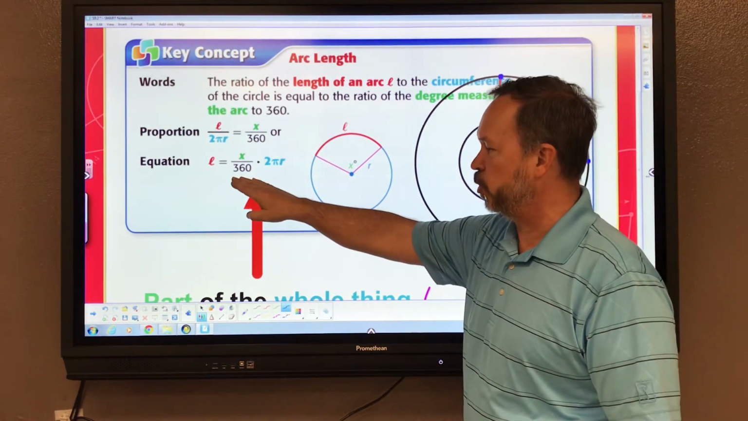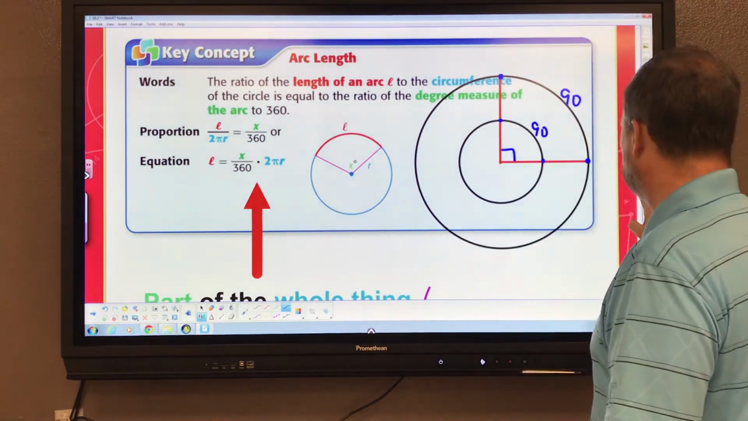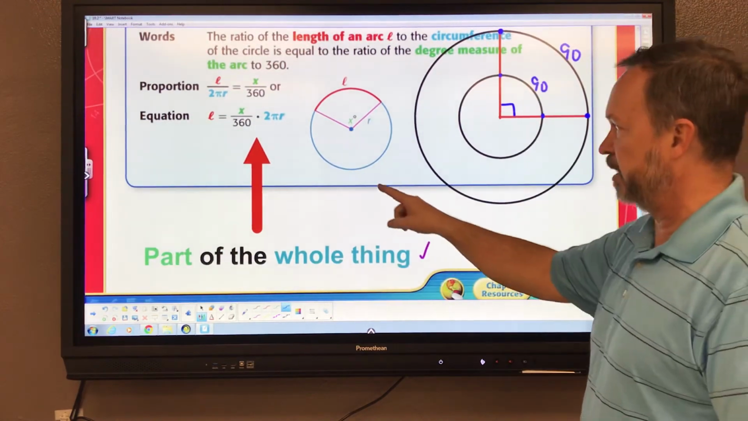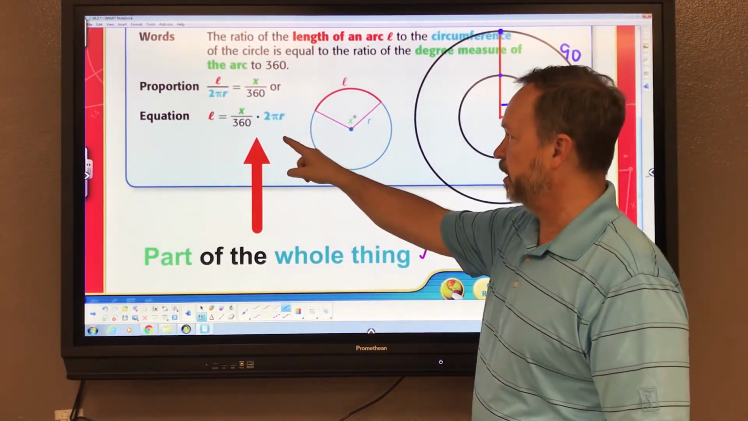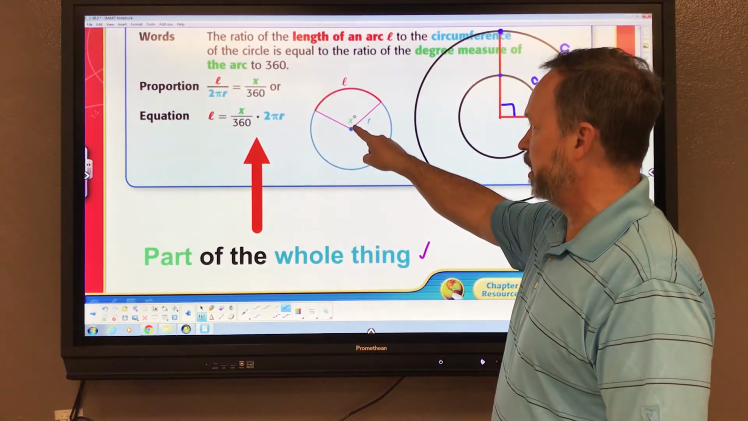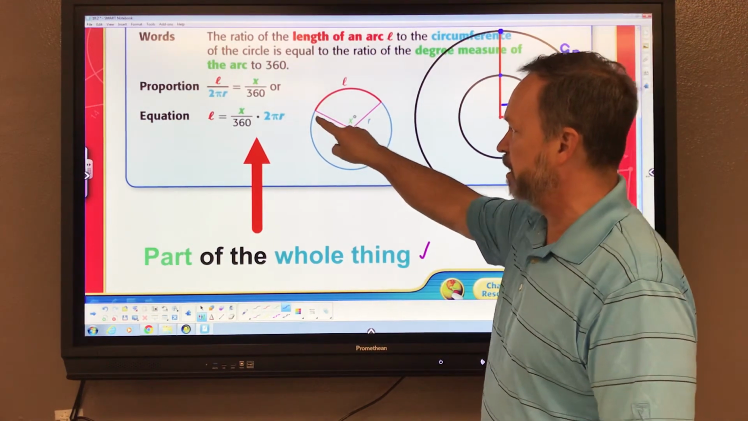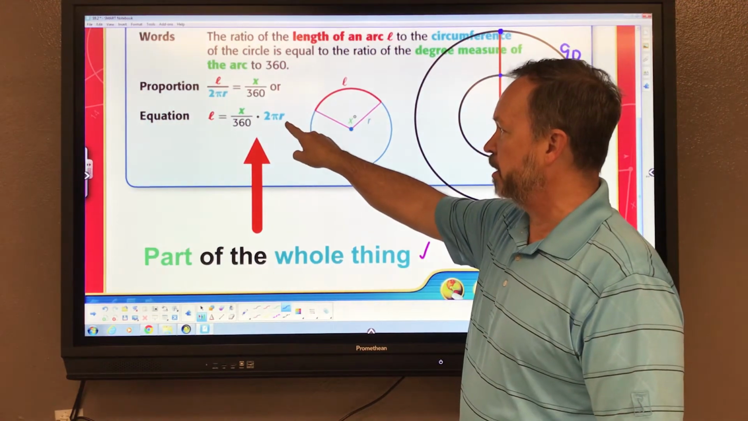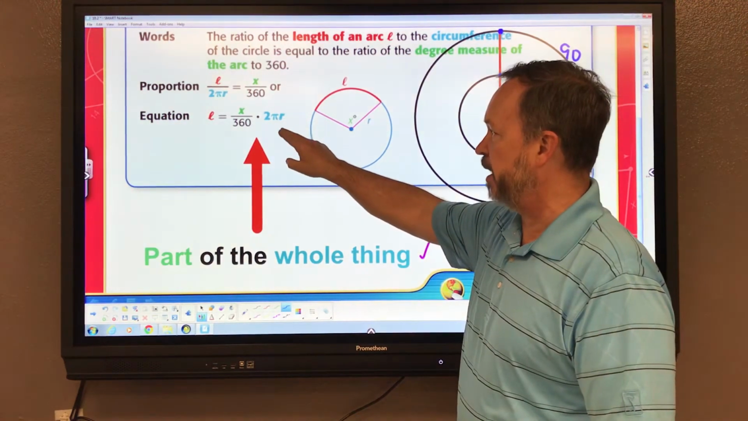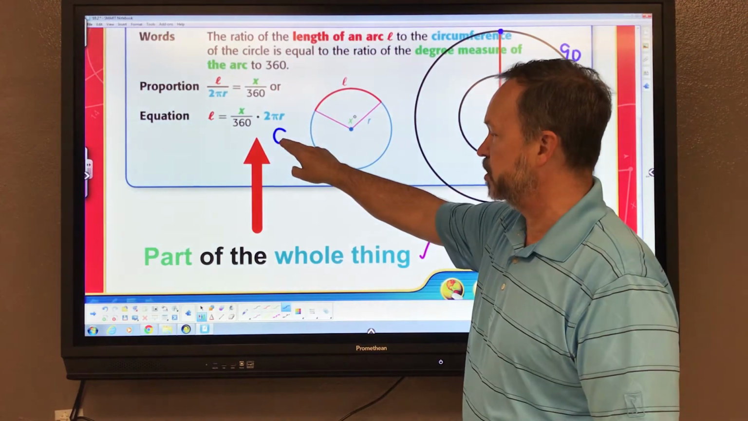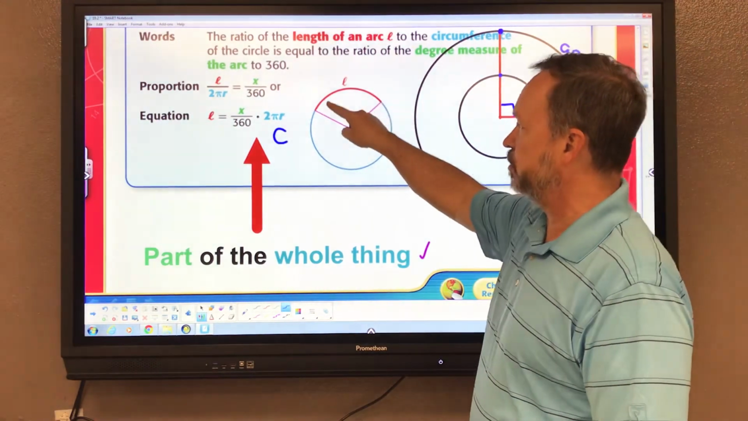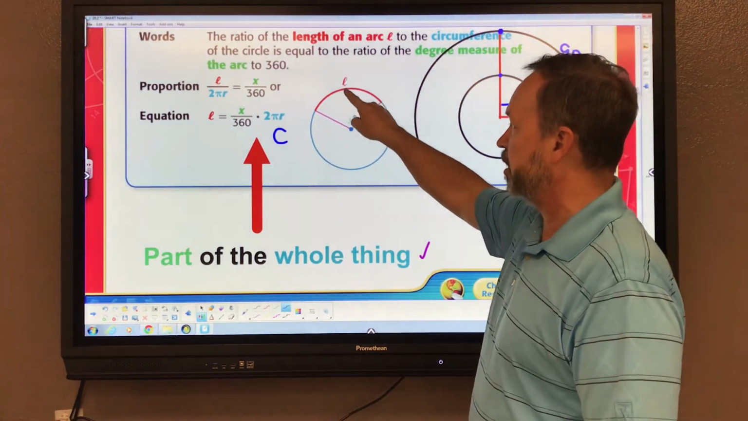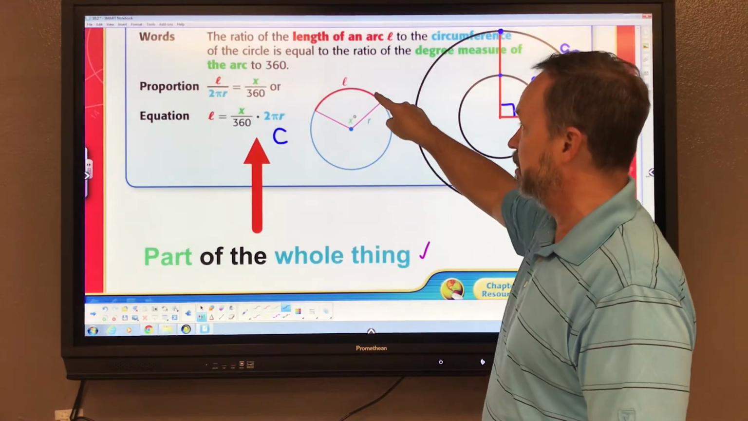I prefer the equation. I call it the part of the whole thing. The part of the whole thing. Because this angle measure in here is part of the whole 360. And then the 2 pi r, you might recognize 2 pi r as just the circumference. Because when you're talking about the arc length, you're talking about the length of the arc of the circle, which is called the circumference.